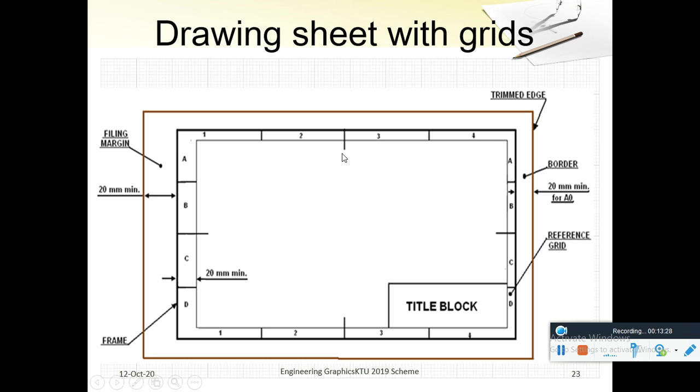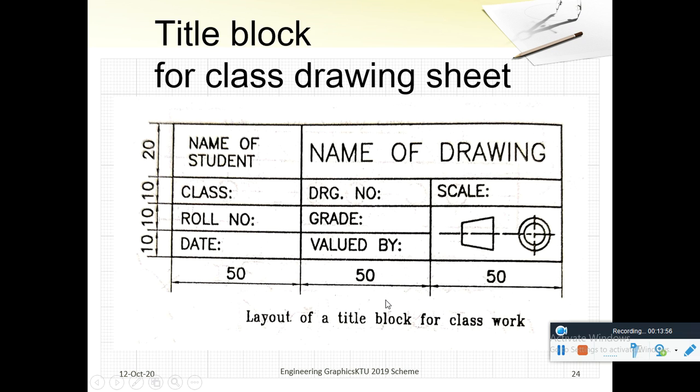It shows the drawing sheet with the grids. Usually a 20 millimeter margin on the left side and 10 millimeter on all other sides are given. Here this margin is given for filing the paper. It is a paper with grid lines given for easy work in the classrooms. This is the title block for class drawing sheets. You just understand all these things. You need to study this, but understand.